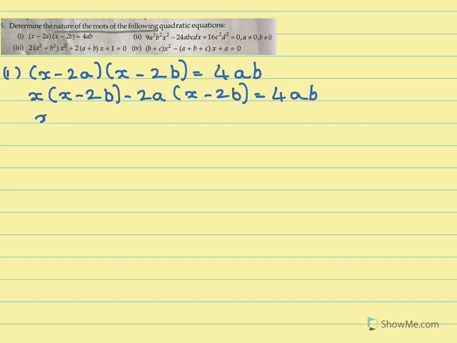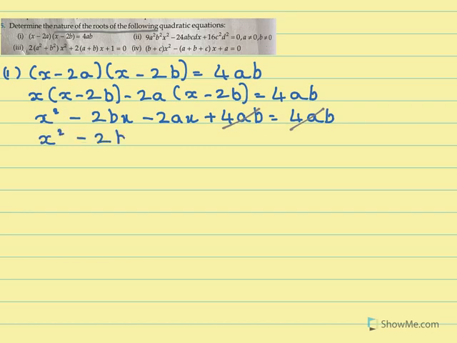I multiply x into x, x square, x into minus 2b, minus 2bx, minus 2a into x, minus 2ax, minus 2a into minus 2b, plus 4ab equal to 4ab. So I have cancelled this. What remains is x square minus 2bx minus 2ax equals 0.